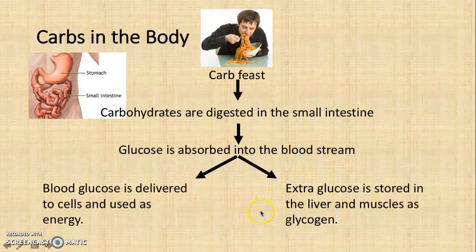Then that extra glucose will go to the liver or the muscles to be stored as glycogen, so that later on, when this guy's cells need some energy, his body can tap into that storage of energy within his muscles or liver, take the glycogen apart, and send some of that sugar around the bloodstream to feed his cells again.